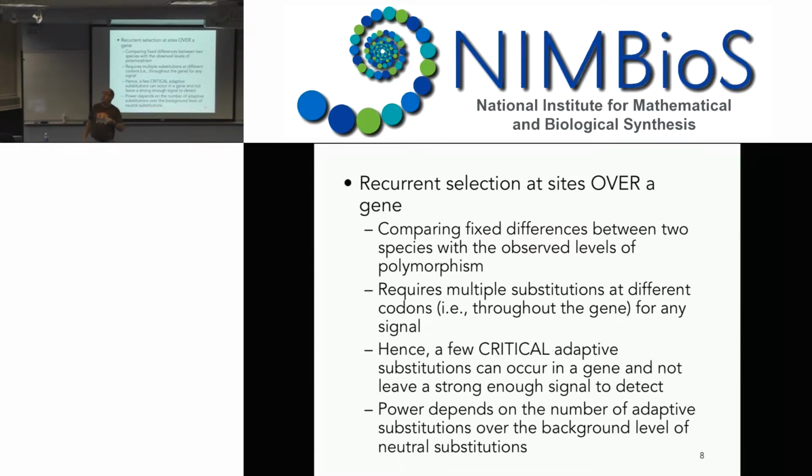So a single really important event in the past won't leave multiple substitutions, and you won't pick it up. Again, coming back to this concept of a lot of events are going to be missed. So power in these recurrent things depends upon the number of adaptive substitutions being significantly more than the background level of neutral substitutions.